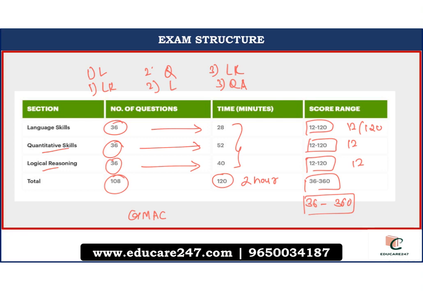The three sections of NMAT are individually timed. The test takers must answer the questions of each section within the allotted time. After this allotted time is done, you will move on to the next section as usual. This is similar to what we had in 2019 as well. The only major change is the number of questions.